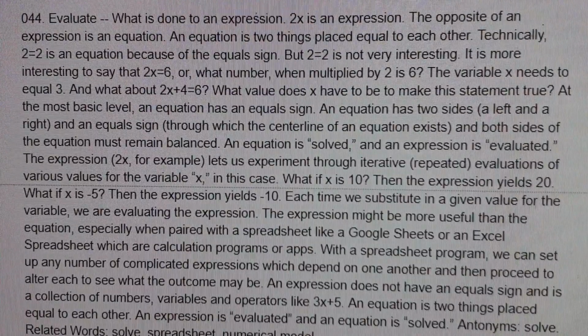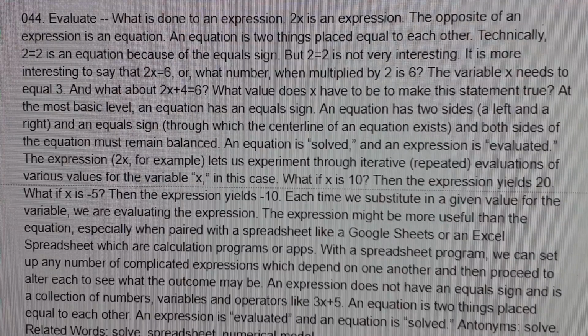Evaluate. What is done to an expression? 2x is an expression. The opposite of an expression is an equation. An equation is two things placed equal to each other. Technically, 2 equals 2 is an equation because of the equals sign. But 2 equals 2 is not very interesting.